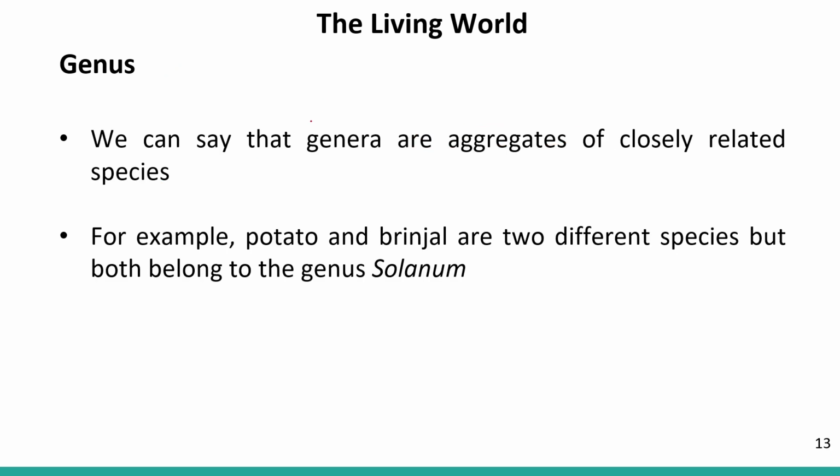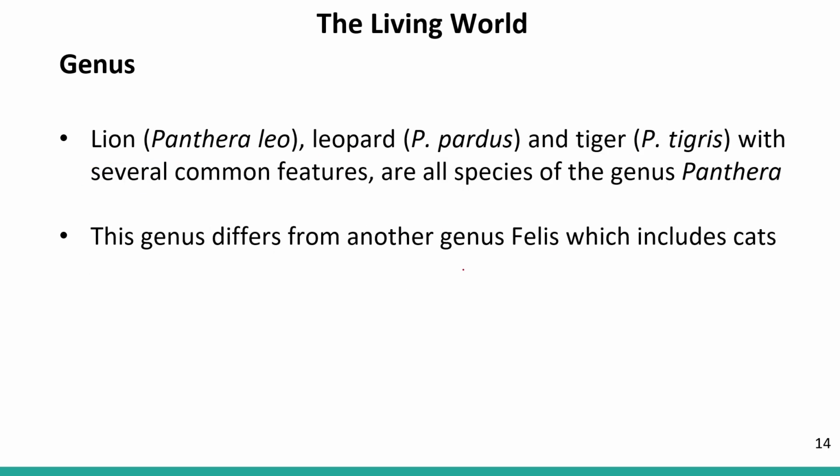So we can say that genera are the aggregates of closely related species. Like Solanum had two species, Solanum nigrum and Solanum melongena. So what is genus? Genus is the aggregate of closely related species. For example, potato and brinjal are two different species but belong to the same genus, Solanum.